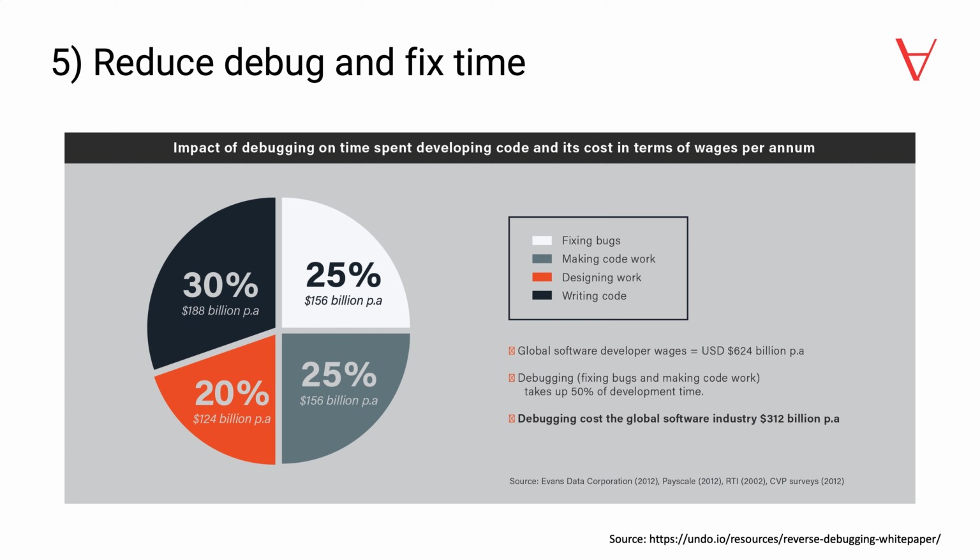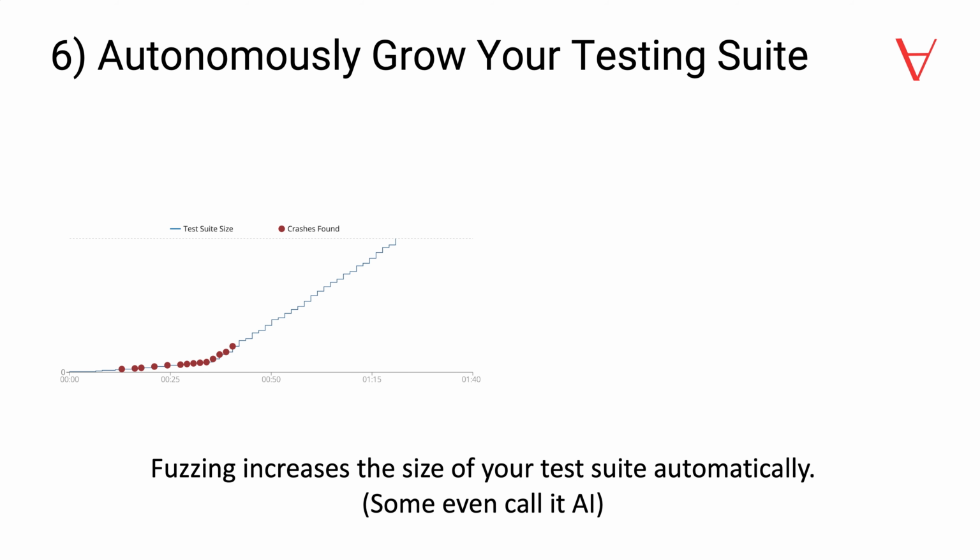If you want to put this in dollar figures, research out there has shown global software development wages were about $624 billion, with 50% of the time being spent on debugging and fixing code. So the debugging cost is about $312 billion. About half of the salaries go into this idea of fixing and making code work. The quicker we can make that, the less time, the more developers are actually working on the features that are improving the state of the world and doing cool things.